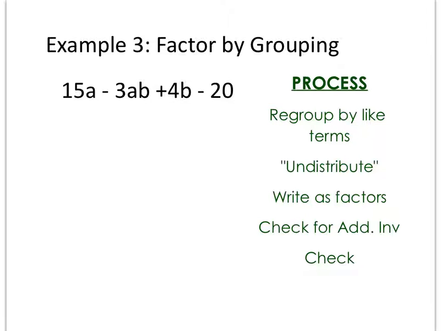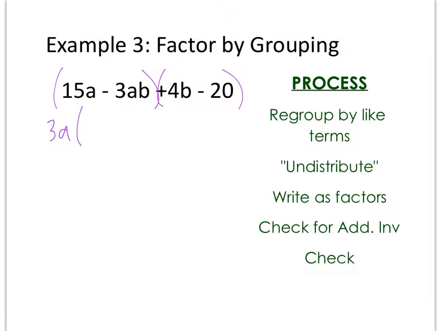I'm going to leave those as they are because they already have some things grouped together that we could essentially factor out or find the GCF of. So I'm going to leave them, and break up the first two terms and then the second two terms together. Now I'm going to factor out the GCF of the first two terms. What's the GCF of 15a and negative 3ab? Well, a 3a. So I'm going to take out a 3a and now I'll undistribute.